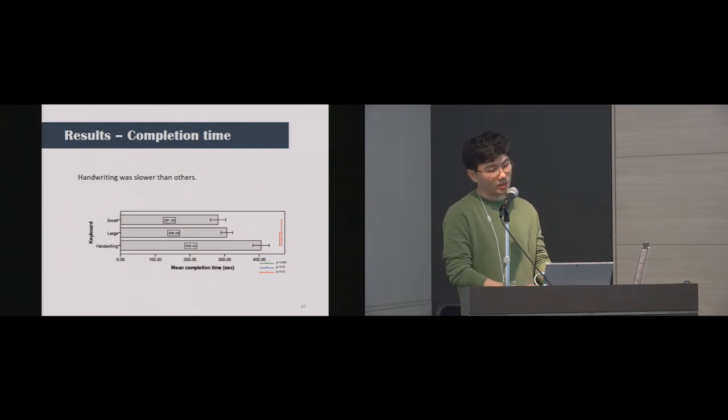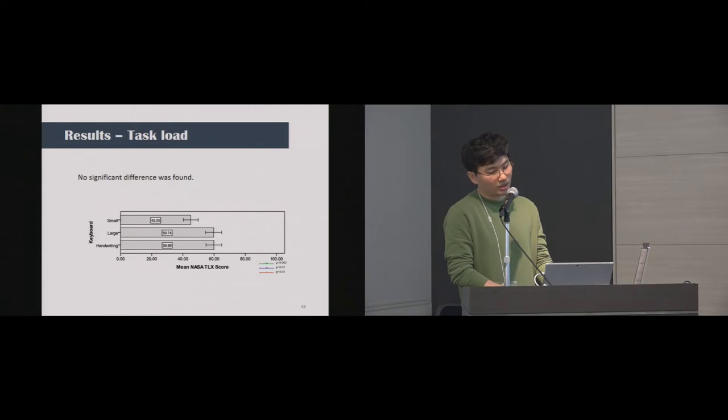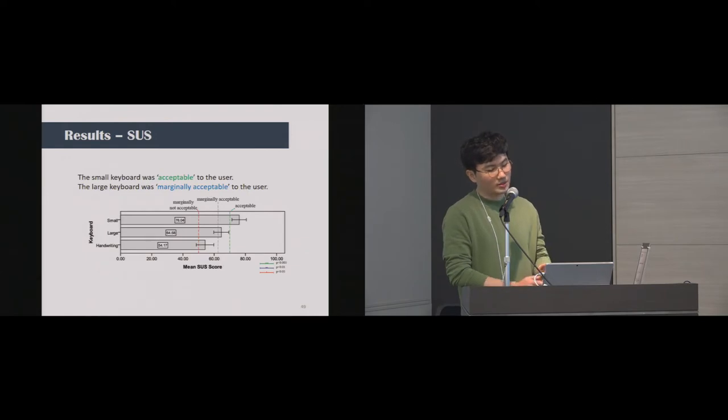This is the result of completion time across all input techniques. Handwriting was significantly slower than the others. In terms of task load, we cannot find significant differences. In terms of system usability scale, the small keyboard achieved acceptable usability score, and the large keyboard achieved marginally acceptable usability score.